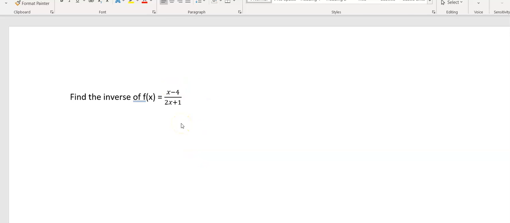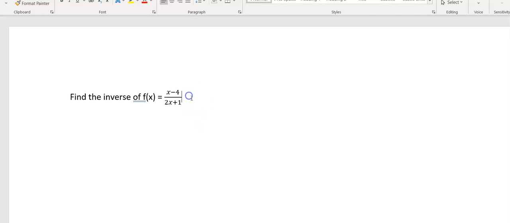All right, so for our homework in MAT 100, I want us to practice finding the inverses for these harder functions. So let's do several of those, and you'll have several of these in your homework to work on. Find the inverse of f of x equals x minus 4 over 2x plus 1.